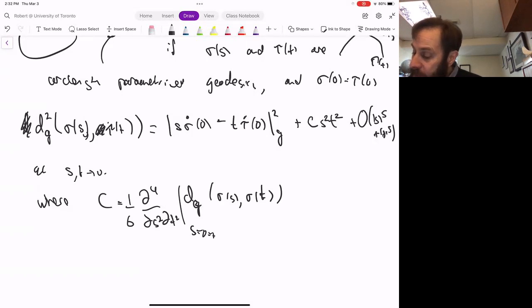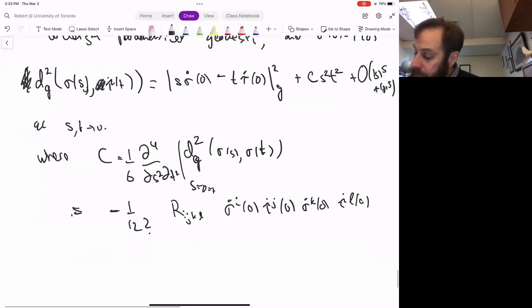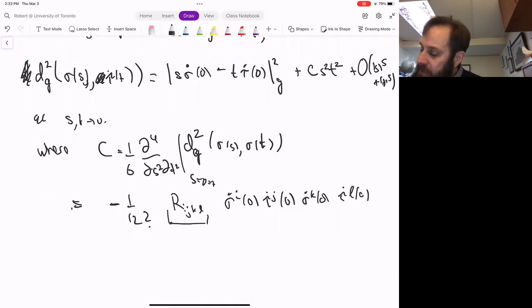But if you compute this out, this turns out to be some multilinear object, where I may get the constant wrong again. This is probably something like minus 1/12, don't quote me on the constant, of some multilinear object R_ijkl times sigma^i dot 0, tau^j dot 0, sigma^k dot 0, tau^l dot 0. These are the coordinates of the curves on the manifold. And this object here is called the Riemannian curvature.